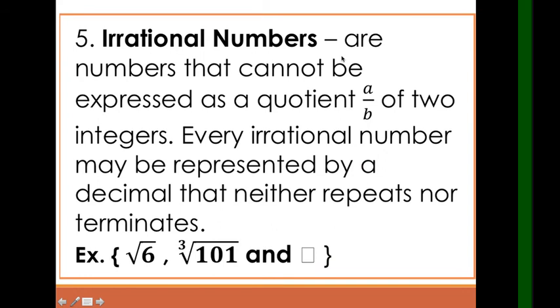Irrational naman, or irrational numbers, are numbers that cannot be expressed as a quotient or fraction of two integers. Every irrational number may be represented by a decimal that neither repeats nor terminates. So, hindi siya pwedeng repeating at saka terminating. Like square root of 6. Square root of 6 is a non-perfect square, so it is irrational. Cube root of 101 is a non-perfect cube root, so it is irrational. And the symbol pi is an irrational number.